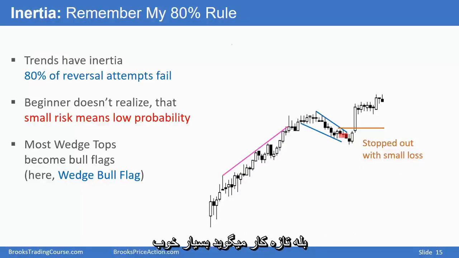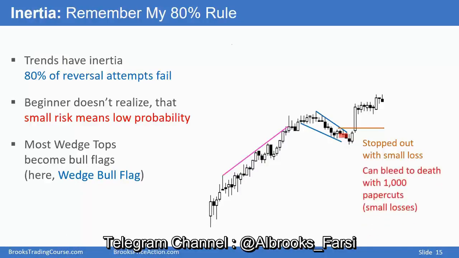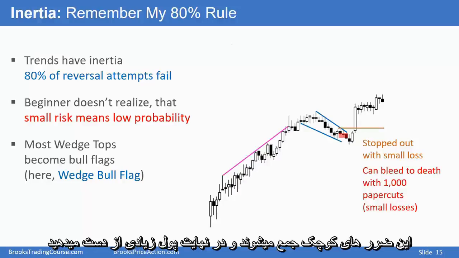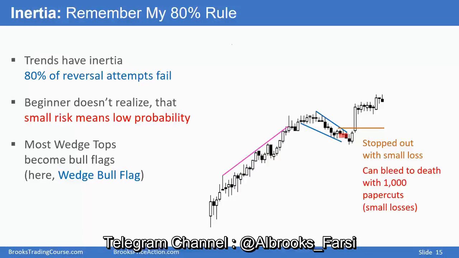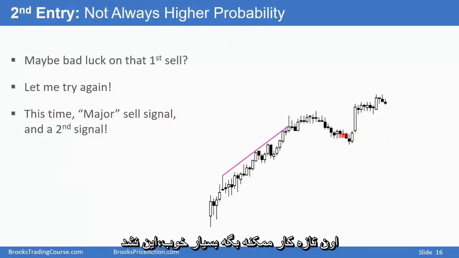Yes, the beginner says, okay, well, at least I did not lose much. Well, if you lose a little bit of blood 1,000 times, you've lost a lot of blood. These small losses add up, and you can end up losing a lot of money. Now, that beginner might think, okay, it's way overdone, and this didn't work.